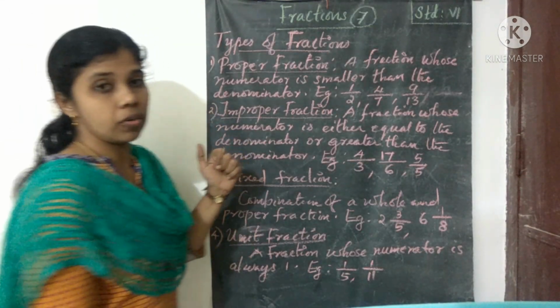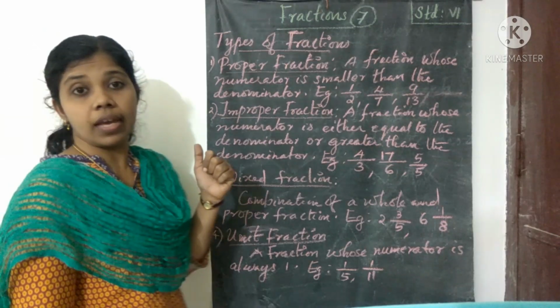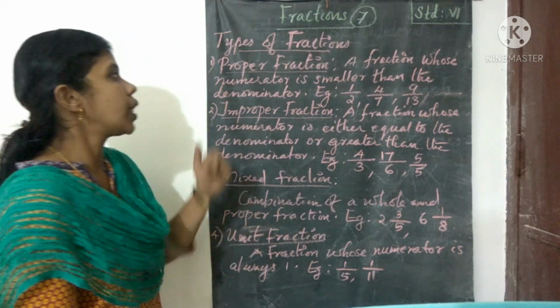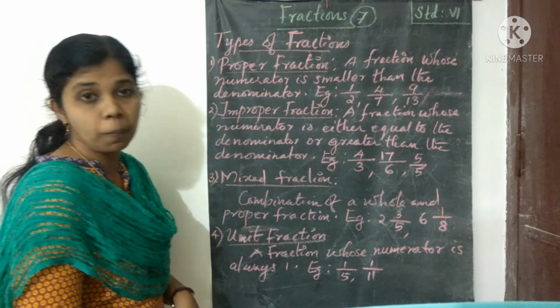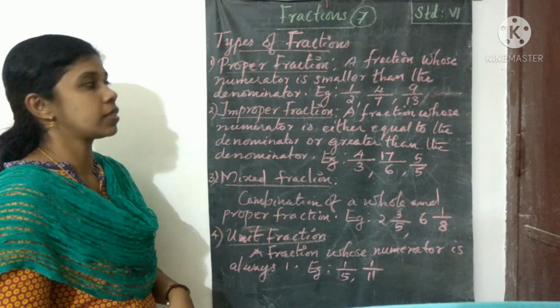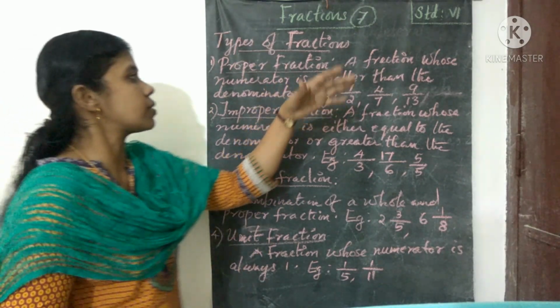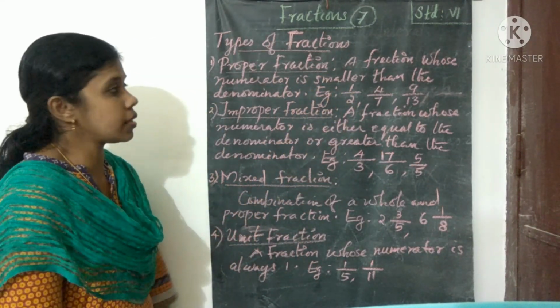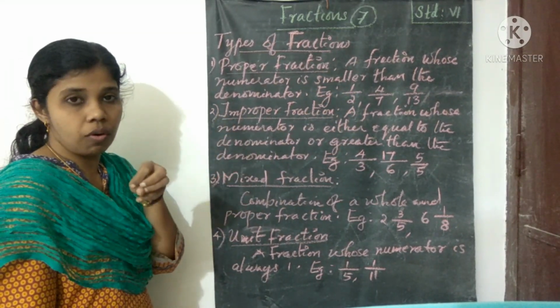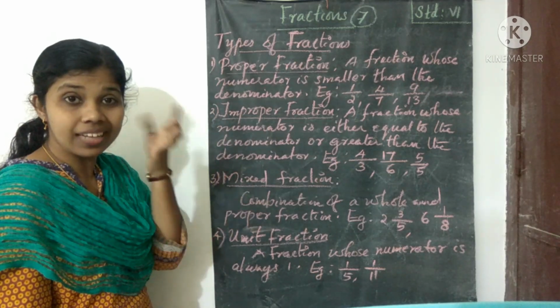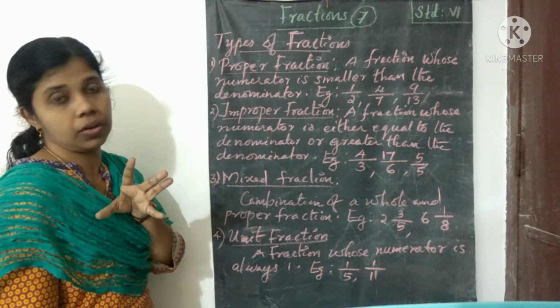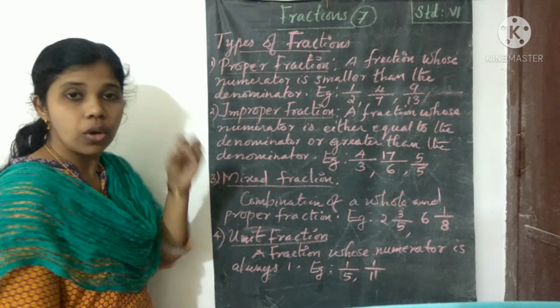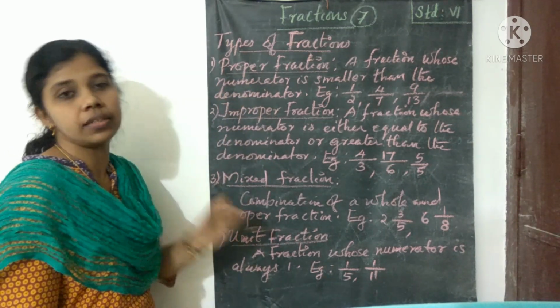And listen here, now we have to study what are the types of fractions. Okay, first type of fraction is proper fraction. What is meant by proper fraction? It's a fraction whose numerator is smaller than the denominator. That is, here the numerator is small and the denominator is bigger.